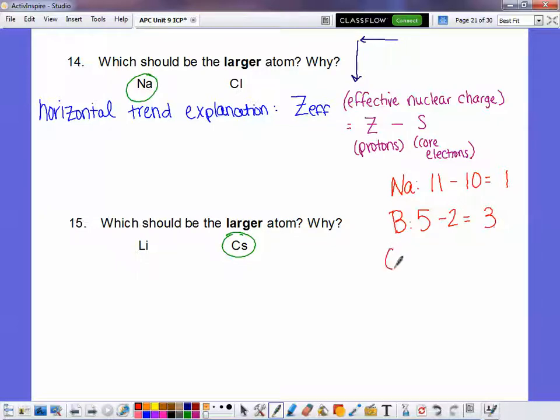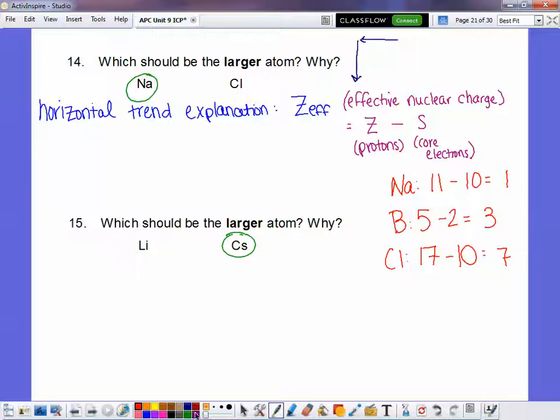All right, what about chlorine? How many protons? 17. And it has how many core electrons? 10. The same number as sodium. What's its Zeff? 7. Are you also noticing that, yeah, the Zeff is basically the number of valence electrons? That's going to be true for all of our representative elements, our group 1 and 2, and then 13 through 18. It's the transition metals that do slightly different stuff because they're special, okay?